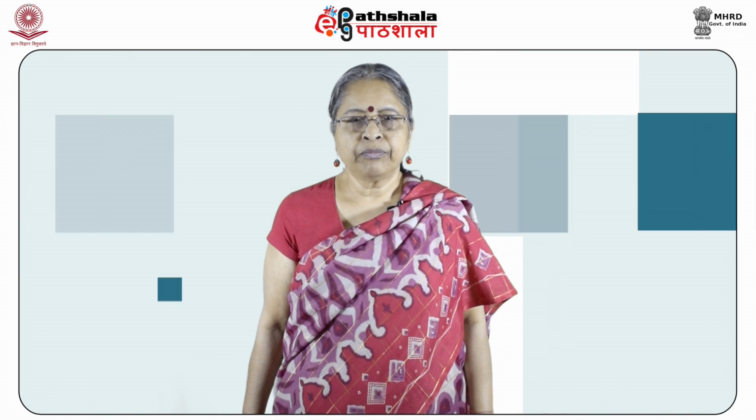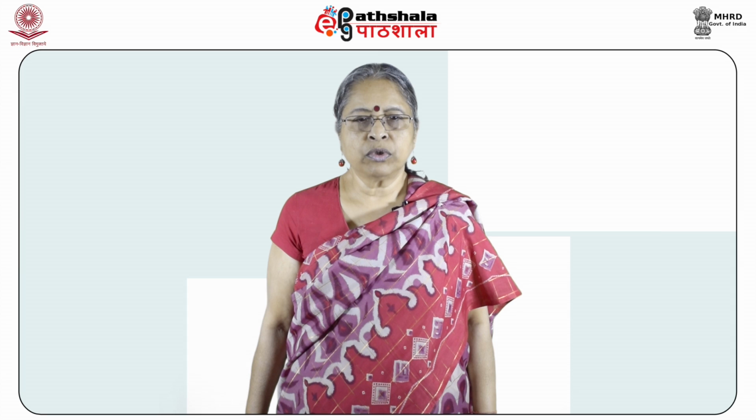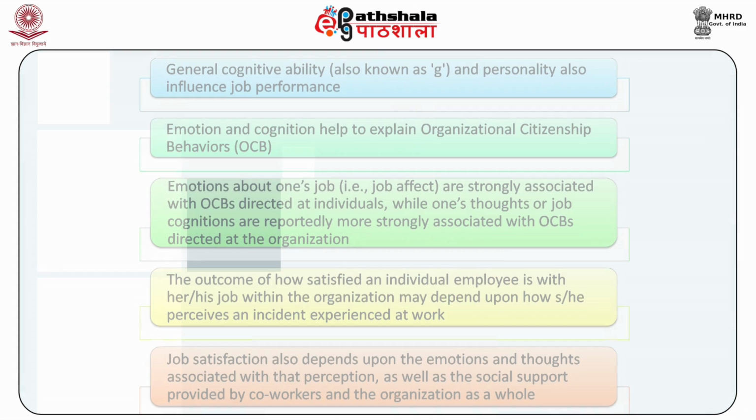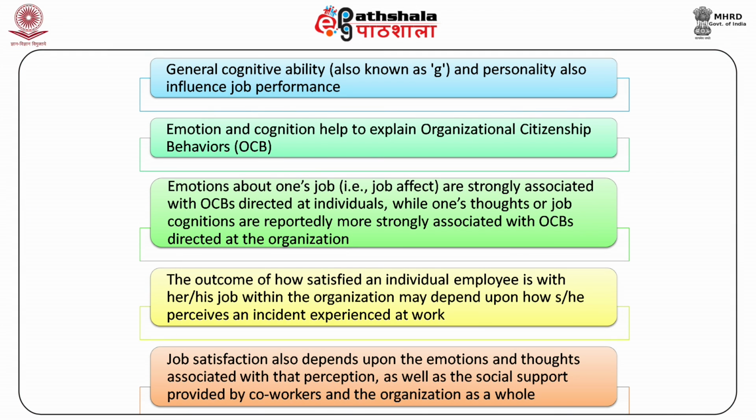Other employment variables like effort, leaving, deviance, commitment, and citizenship are also affected by positive and negative perceptions of events experienced at work. General cognitive ability, also known as G, and personality also influence job performance. Emotion and cognition help to explain organizational citizenship behaviors, OCB. For example, emotions about one's job affect are strongly associated with OCBs directed at individuals, while one's thoughts or job cognitions are reportedly more strongly associated with OCBs directed at the organization.